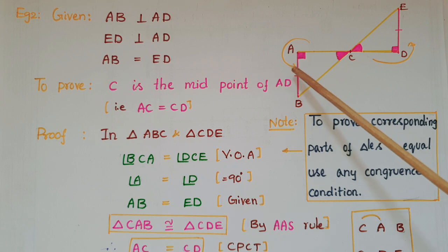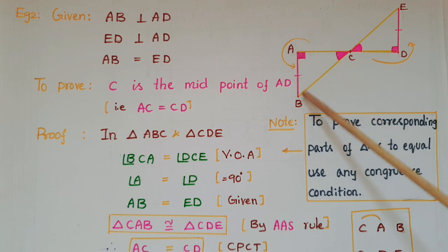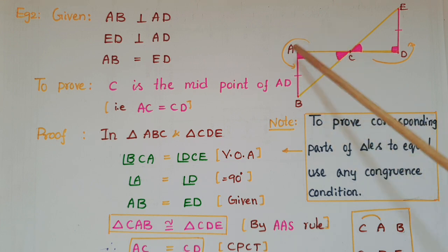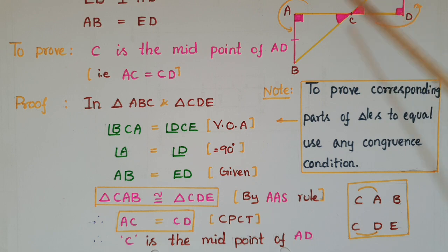First write the triangle names in an order like this. Suppose if you want to write from here CAB, so you are starting from here CAB. So triangle CAB is congruent to, you have to start from here, triangle CDE. So write here by AAS rule. Now these two triangles are congruent, so we can equal all the corresponding parts of these two triangles, but we have to show here AC is equal to CD. So these two sides are equal. So AC is equal to CD, that is CPCT. So AC is equal to CD means C is the midpoint of AD.